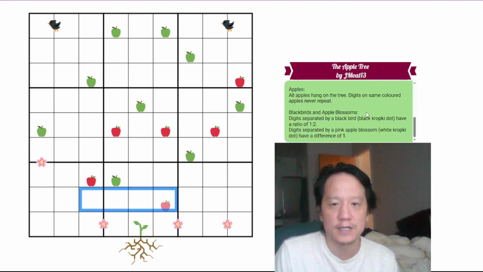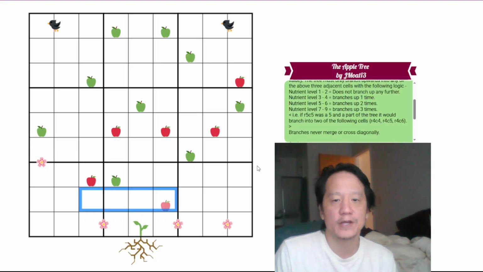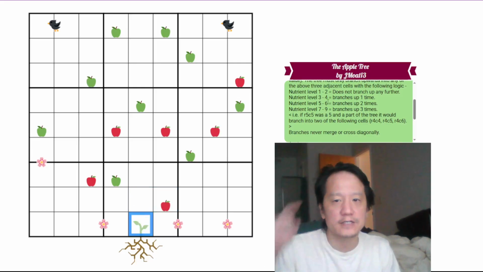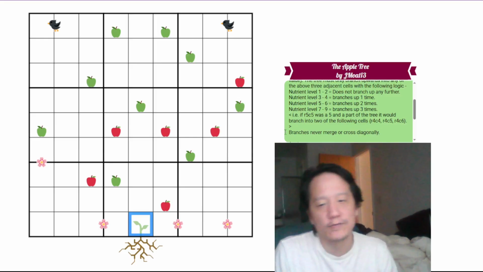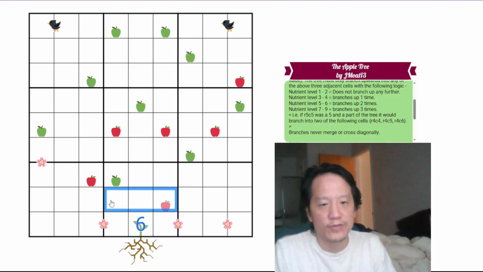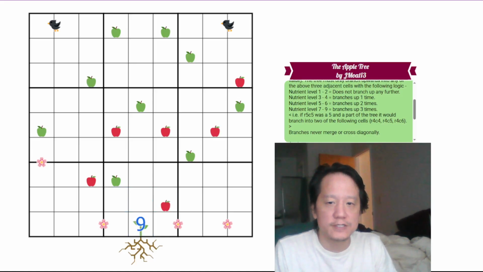So this is basically the same logic here. It's just that we have different nutrient levels. So for nutrient level 1 and 2, again, it does not branch upward at all. For nutrient level 3 and 4, it branches up one time. So this is actually very similar to the apple bush. It's just that it has an additional nutrient level, which is 7 through 9. So for nutrient level 5 or 6, it branches up 2 times to one of the 3 cells that's above it, adjacently. And if it's 7 through 9, it will branch into all 3 cells that are above it.